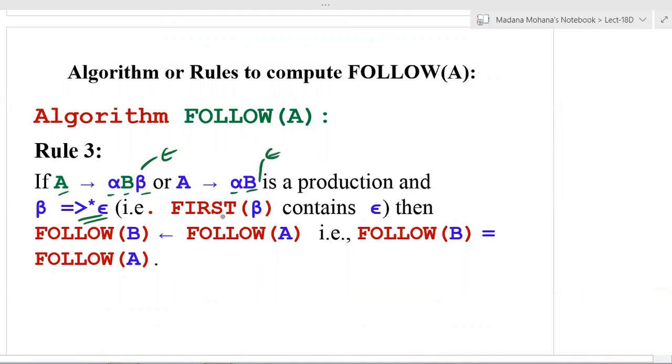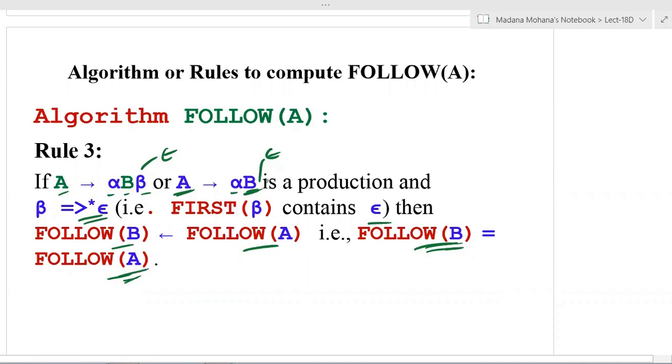Then that means first of beta contains null. Then what you have to do? Follow of this variable equal to follow of the left hand side variable. Therefore, follow of B equal to follow of A. That means follow of B is equivalent to follow of A. So using rule 3, you can find out the left hand side variable follow values also. Therefore, follow of B equal to follow of A. So whatever follow of B, the same values are in follow of T.